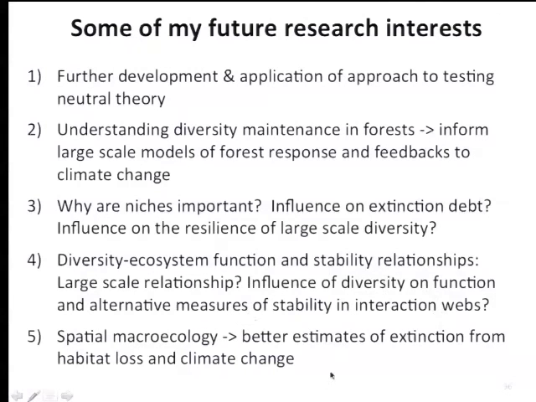And finally, I spent a lot of time working on things like species area relationships when I was a graduate student. That's something I'm interested in continuing with, in particular for making better estimates of extinction from habitat loss.